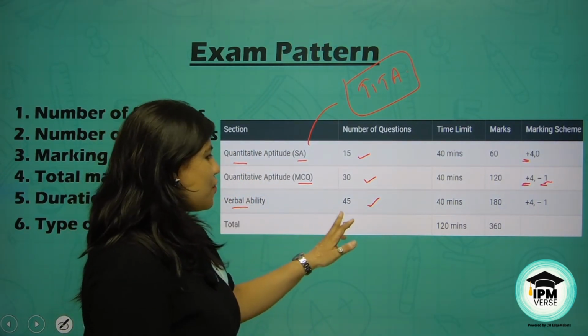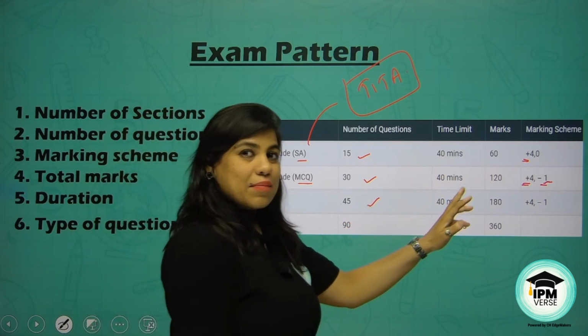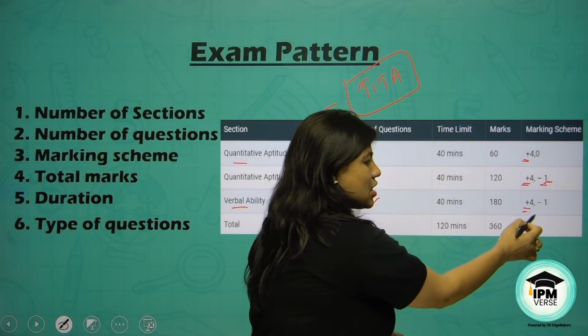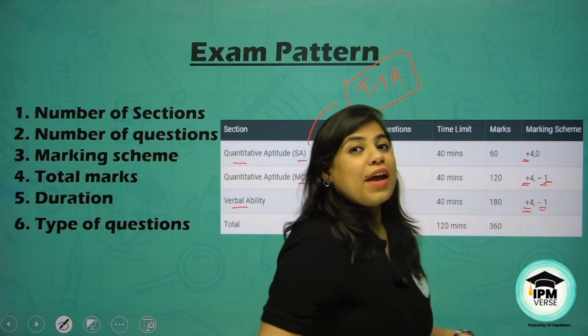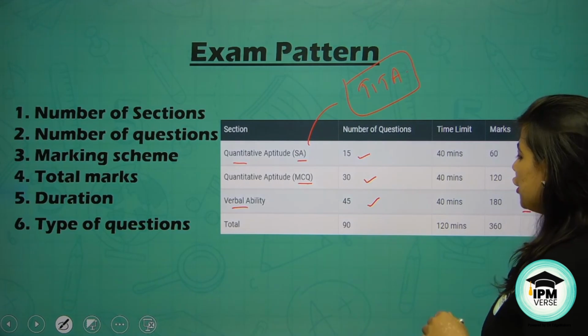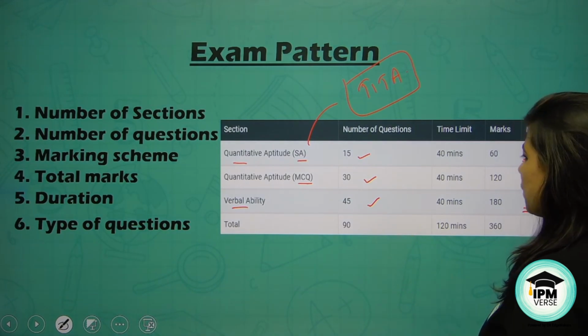Verbal ability has 45 questions. Again, the marking scheme says +4 for the correct answer and -1 for every wrong answer you have attempted.